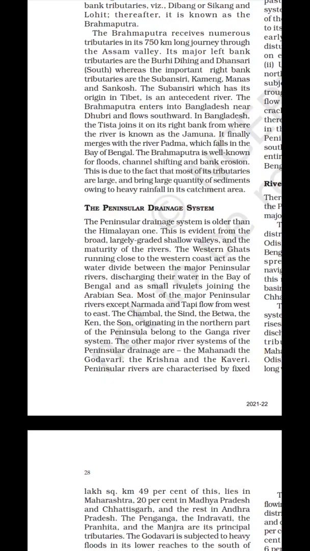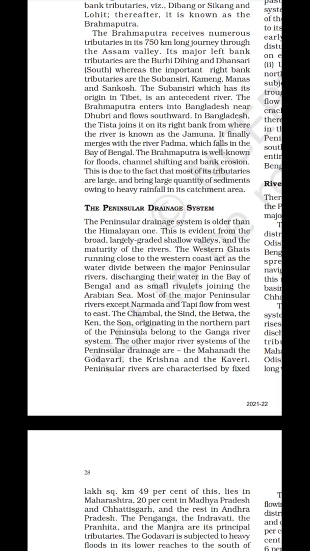The peninsular drainage system. The peninsular drainage system is older than the Himalayan one. This is evident from the broad, largely graded shallow valleys and the maturity of the rivers. The Western Ghats, running close to the western coast, act as the water divide between the major peninsular rivers discharging their water in the Bay of Bengal and small rivulets joining the Arabian Sea. Most of the major peninsular rivers except Narmada and Tapi flow from west to east.